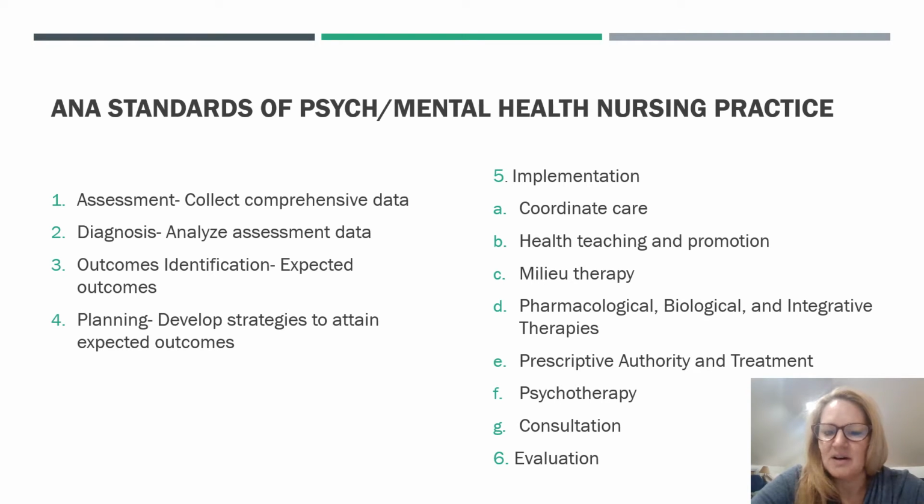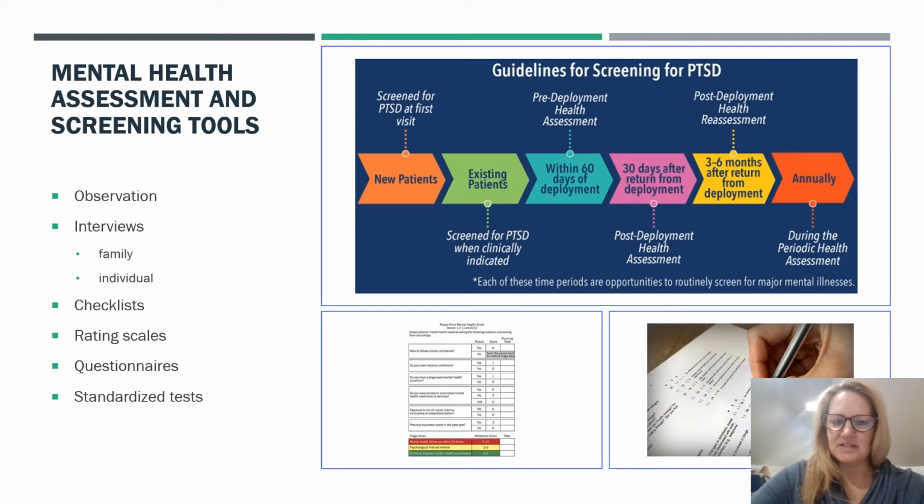Different therapies. We have pharmacological, biological, and integrative therapies. Prescriptive authority and treatment. So remember, a lot of the way we treat mental health is through meds. So higher level nurses, nurse practitioners, psychiatrists will prescribe medications. We use psychotherapy and consulting with outside entities. So we use a lot of screening tools and assessment tools.